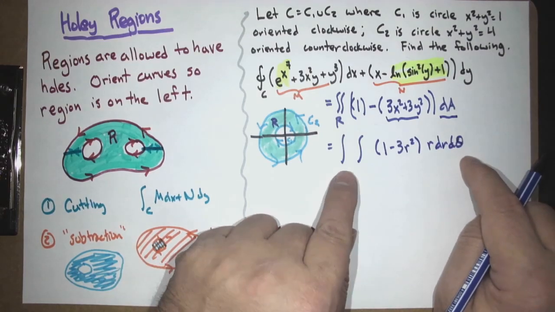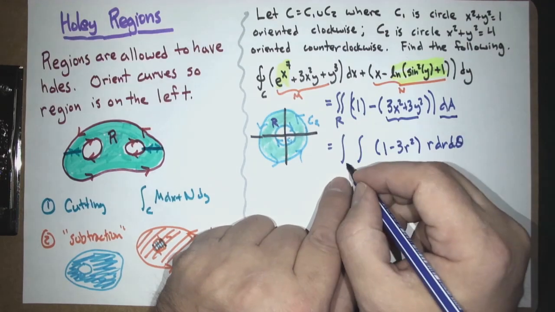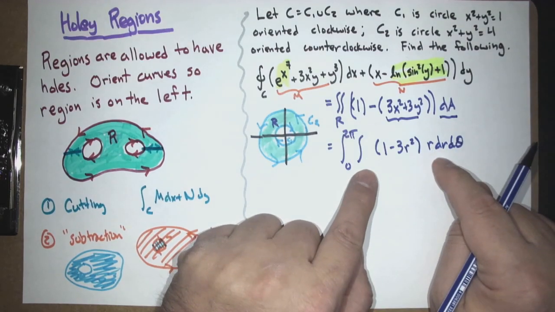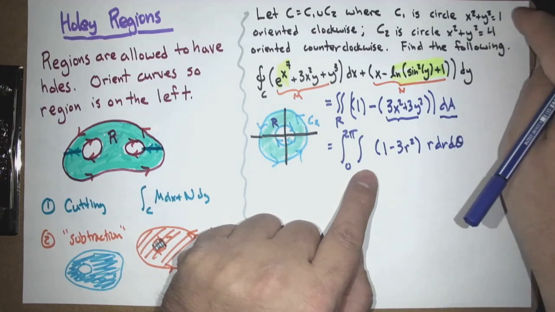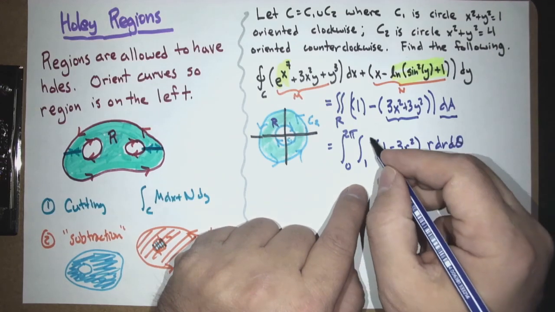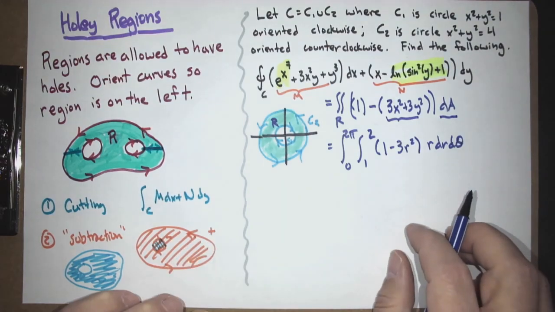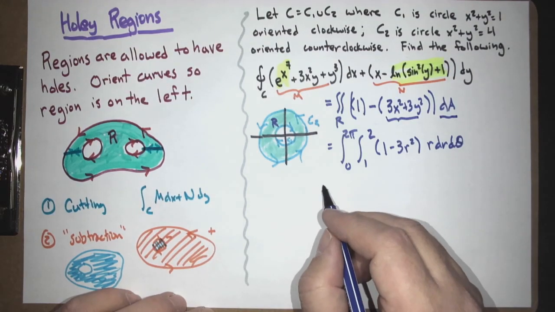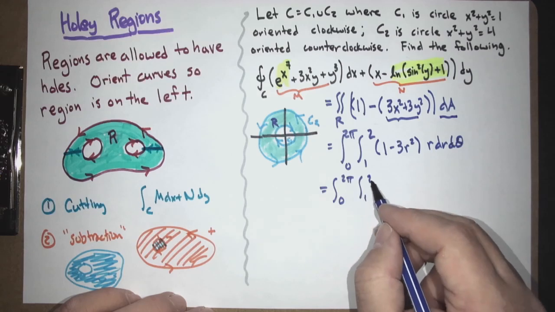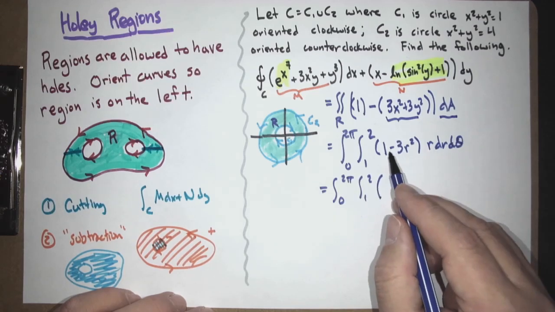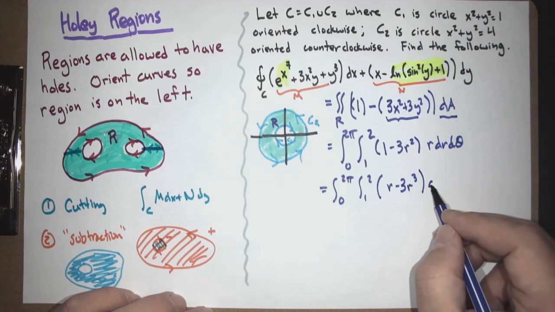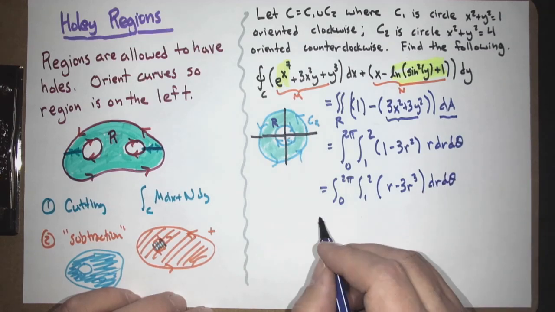Where does theta go from? Yep, full circle all the way around. And r? 1 to 2, because circle radius 1, circle radius 2. And now we're almost 90% done. We'll multiply the r in, and then we'll do our integration. So we get r minus 3r cubed dr d theta.